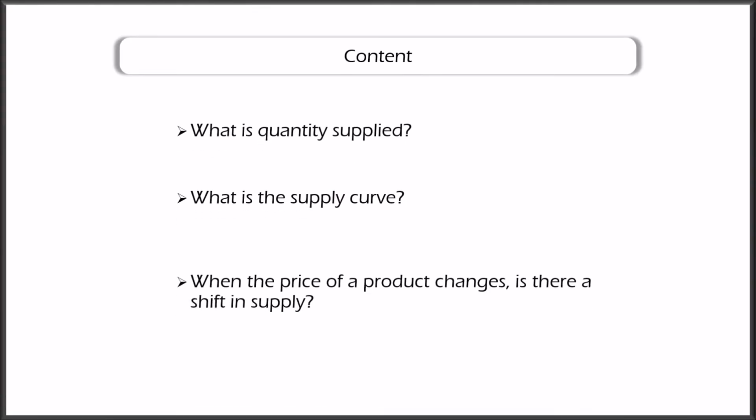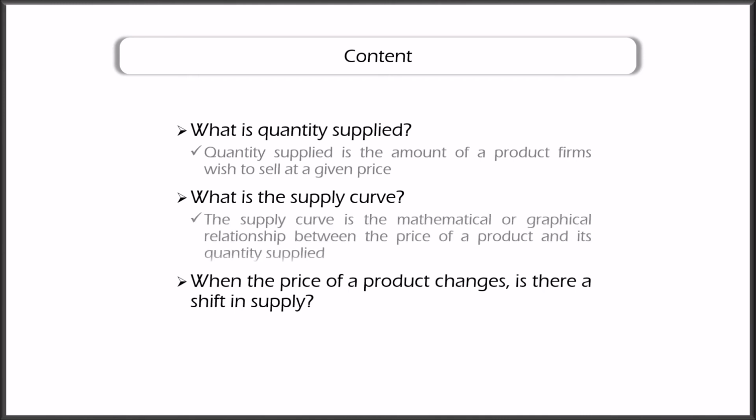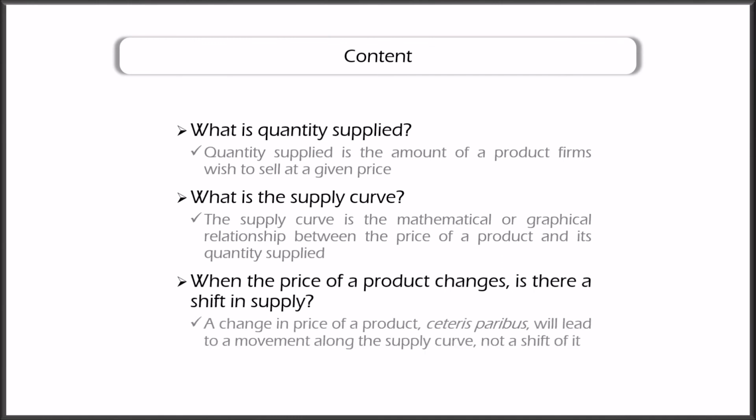To conclude, let's review the questions that this class set out to answer. In this class, we saw that quantity supplied is the amount of a product firms wish to sell at a given price. The supply curve is the mathematical or graphical relationship between the price of a product and its quantity supplied. And finally, a change in the price of a product, ceteris paribus, will lead to a movement along the supply curve, not a shift of it.